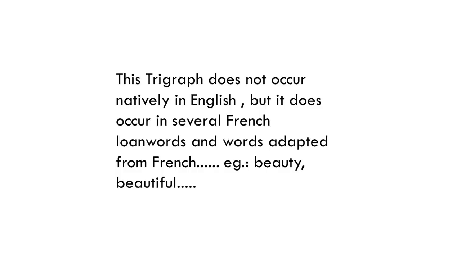And this, especially E, A, U, that is the vowel trigraph, does not occur natively in English. Then where does it come from? It comes from several French loan words and words adopted from French. So the vowel trigraph comes from French, right? Examples: beauty, beautiful, beautify, like that.